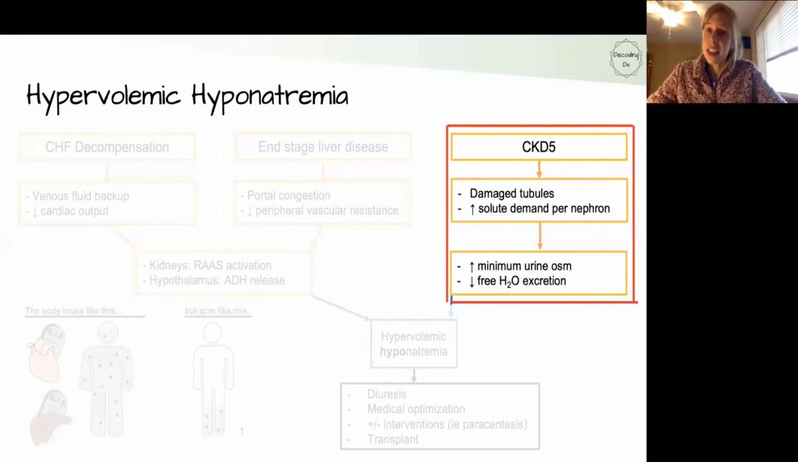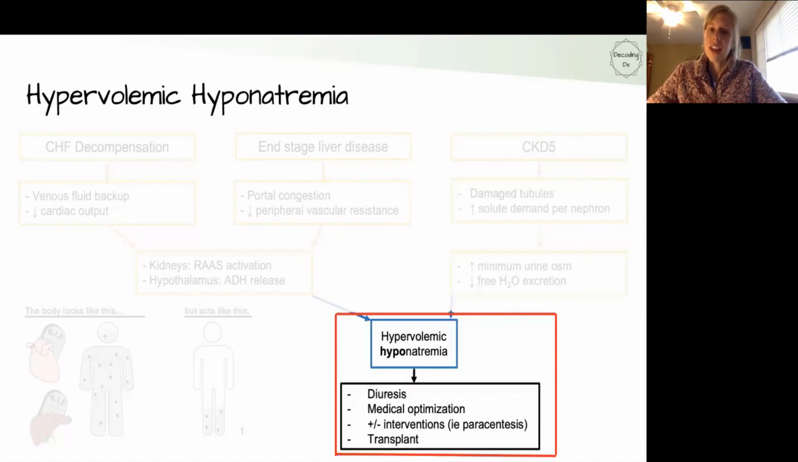Finally, in end-stage kidney disease, we simply just have kidneys that don't function. So you have damaged tubules, which leads to an increased demand on each of the nephrons that are left and are trying so hard to do the work of an entire kidney. This results in an increased minimum urine osmolality that the kidney is able to produce, simply because it doesn't have as many workers trying to do the same amount of work. So this leads to less free water excretion, and so you're left with, in the end, the same result, hypervolemic hyponatremia. But how do we treat this?